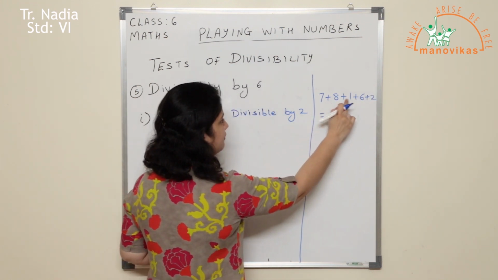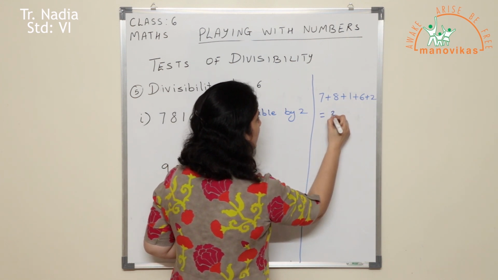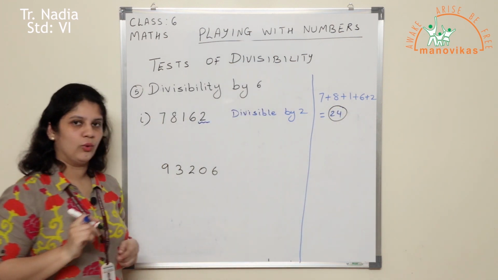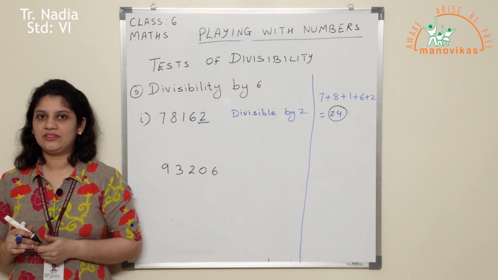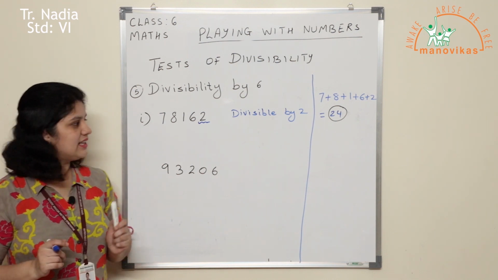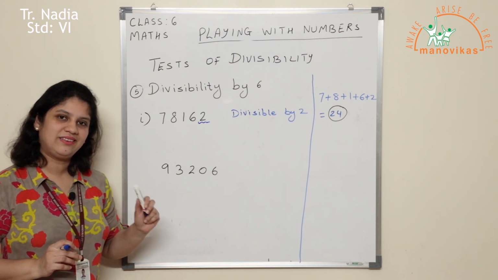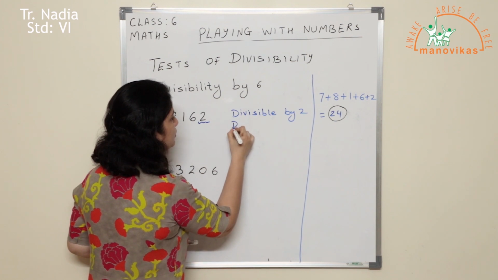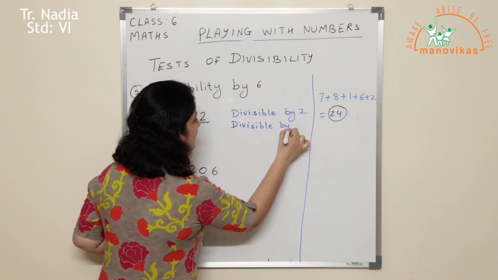7 plus 8 is 15, plus 1 is 16, plus 6 is 22, plus 2 is 24. So after adding, I got the total 24. Is 24 a multiple of 3? Does 24 come in the 3 times table? Yes, it does come in the 3 times table. So can I say that this number is divisible by 3 as well? Yes, this number cleared the divisibility of 2 and it cleared the divisibility of 3 as well.